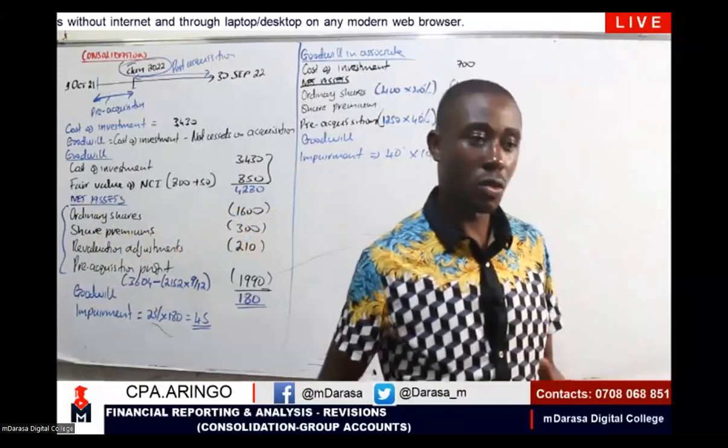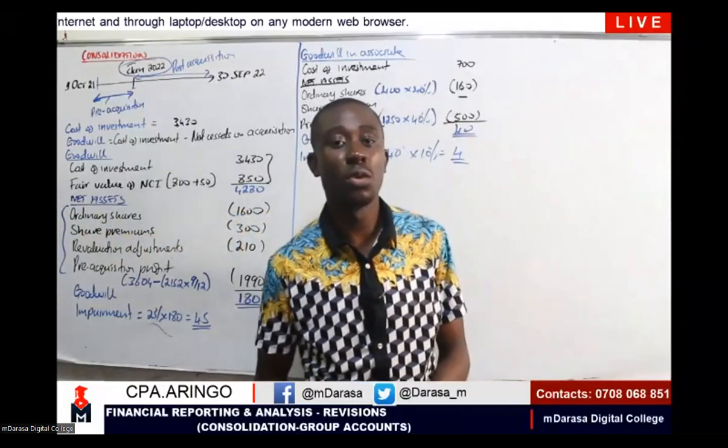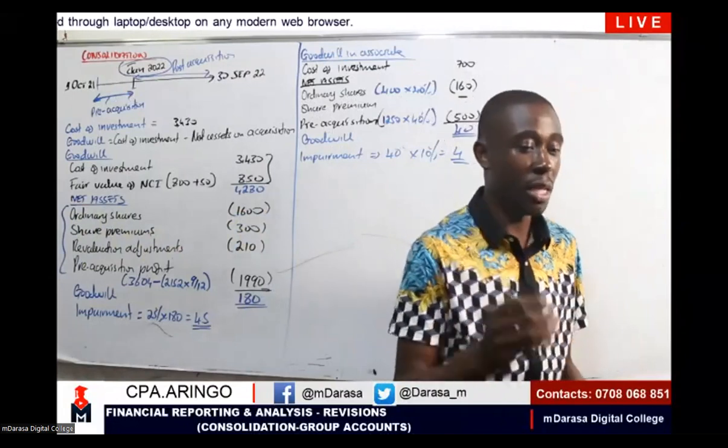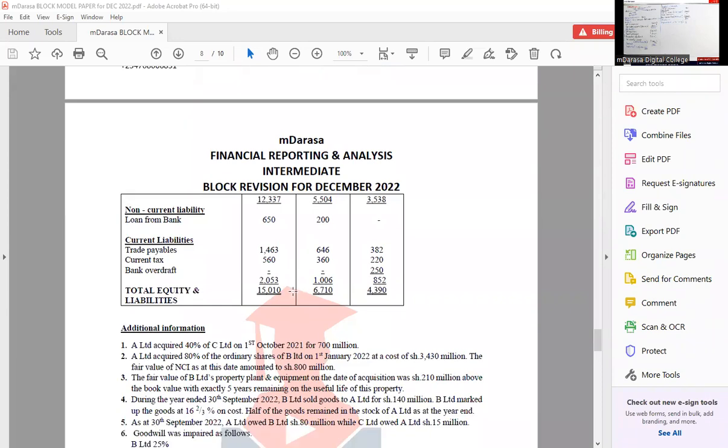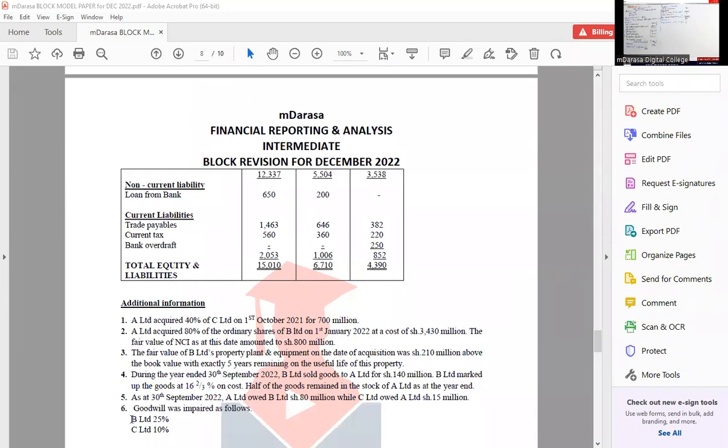Remember, you are analyzing as you're going through the notes, because you'll find that for a consolidation, many a time there are some entries which will just be given directly, or rather, which will just be direct entries. So after that, we proceed to this other bit. We are done with note number 2 and 6. Note 3: the fair value of the property, plant, and equipment on the date of acquisition was 210 above the book value, with exactly 5 years remaining. So it's as if the recorded value in our books was low. That's why we're having this excess.